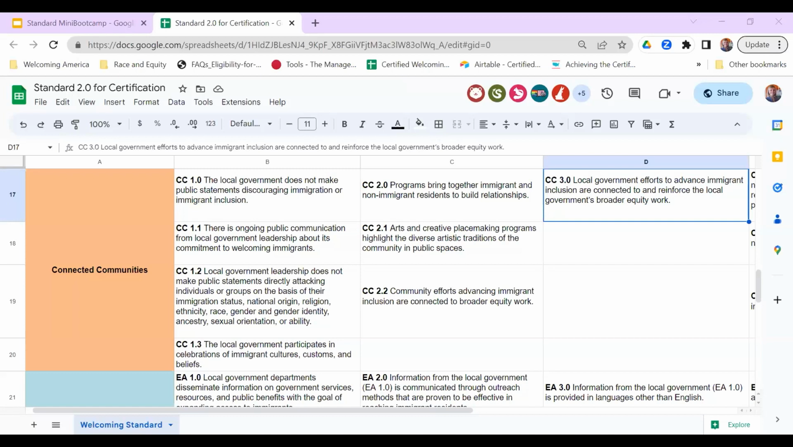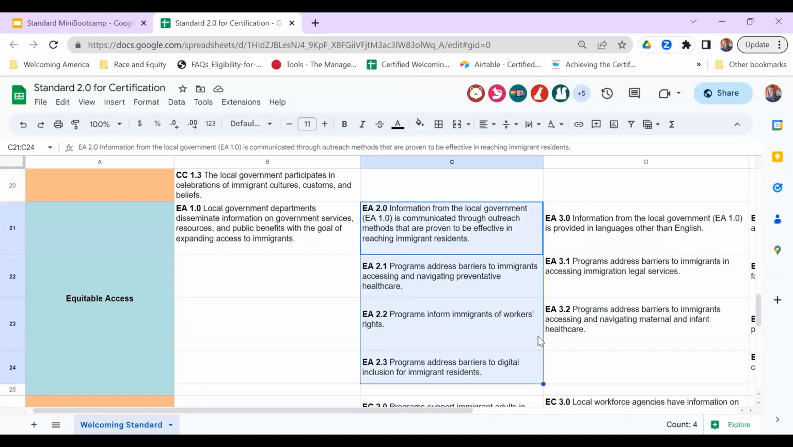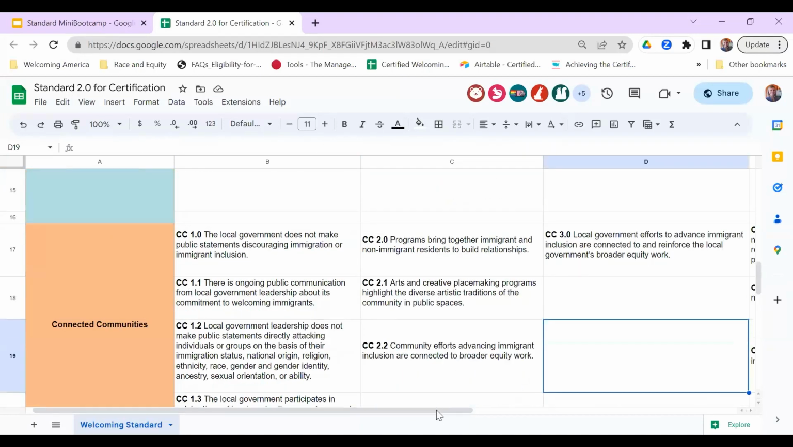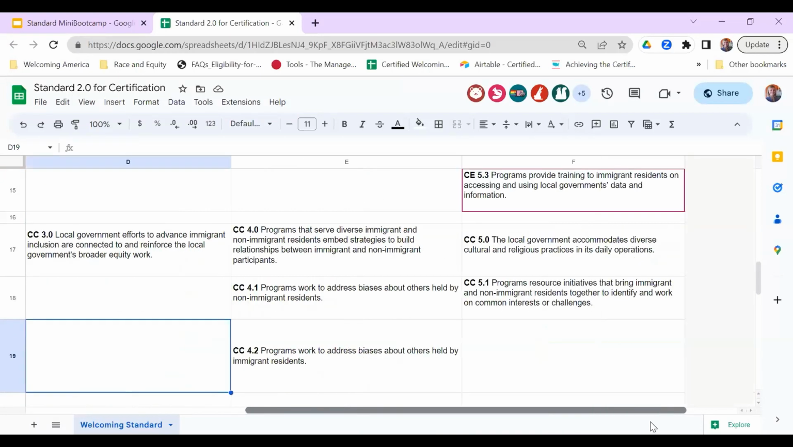So in the 2-star, we're thinking about perhaps some community efforts that are ensuring that this work is not siloed. And then in the 3-star, we're moving to a more institutionalized approach. And sorry, scroll down just a little bit. Okay, so we're going to move on to 4-star for connected communities.